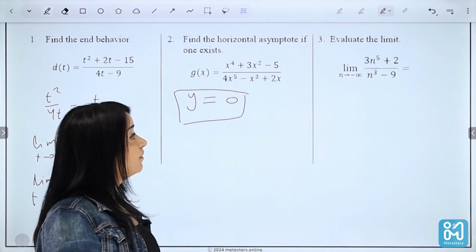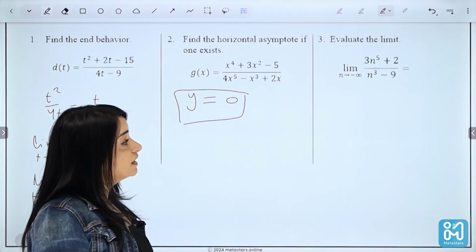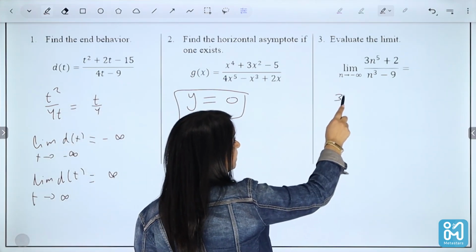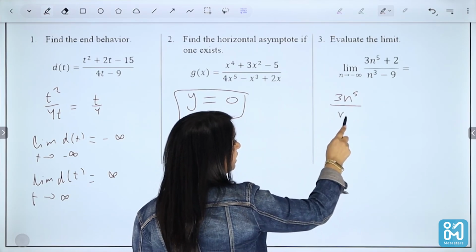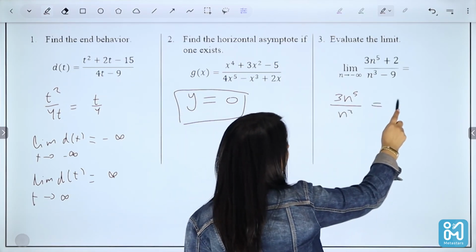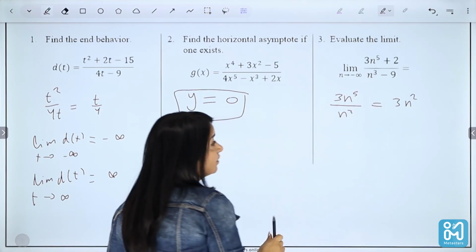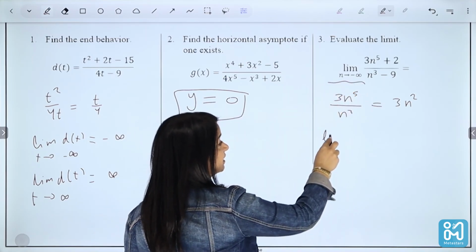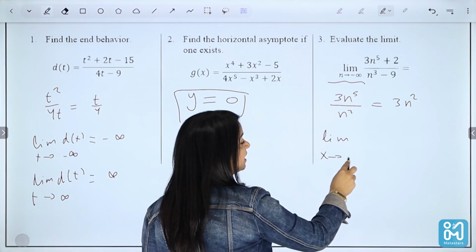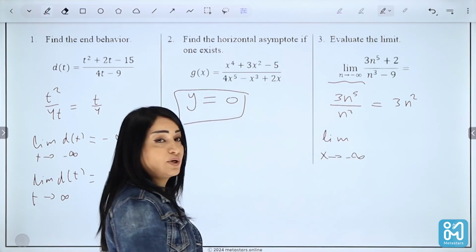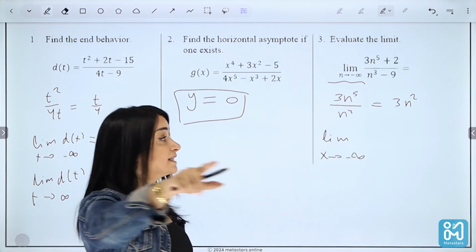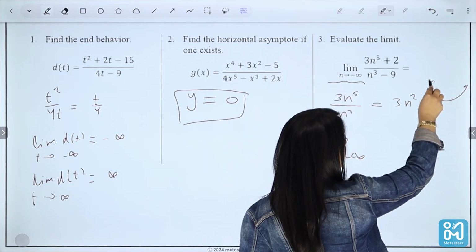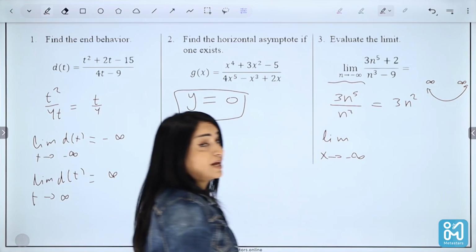Now here, we need to evaluate the limit. The degree of the numerator is more. So let's do this. It's going to be 3 and 5 over n cubed. So actually, it's 3n squared. So now we need to replace this when n is going to negative infinity. What we can realize here is, the end behavior is what? It's a quadratic and it's positive. So from both sides, we're going where? We're going to infinity.